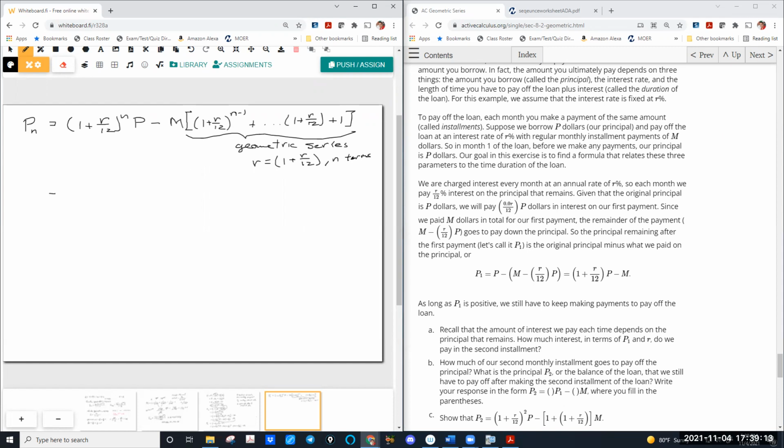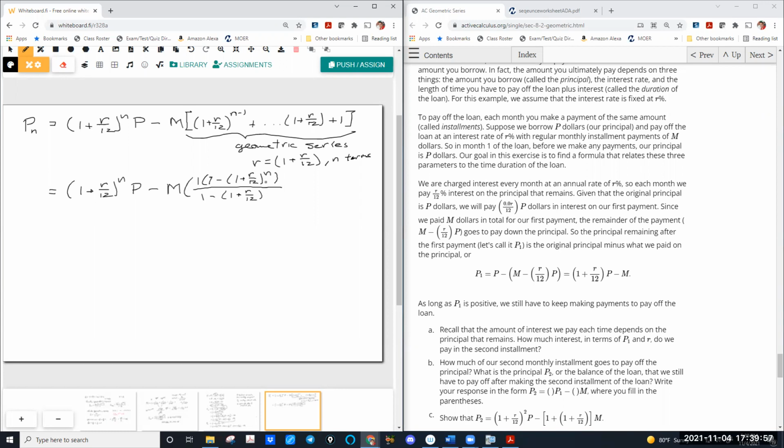So here's a little bit cleaner way to do it. It's not going to be the prettiest thing you've ever seen, but it's going to be a lot easier to work with from a mathematical standpoint. Minus m. And now we're going to do our geometric series. The first term is 1 times 1 minus our common ratio, which is 1 plus R over 12 to the n, over 1 minus 1 plus R over 12.